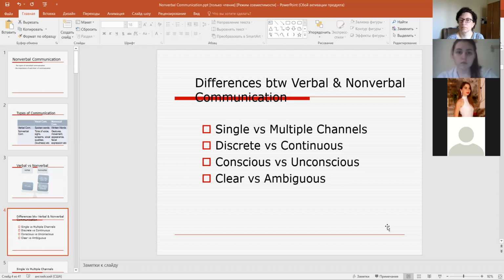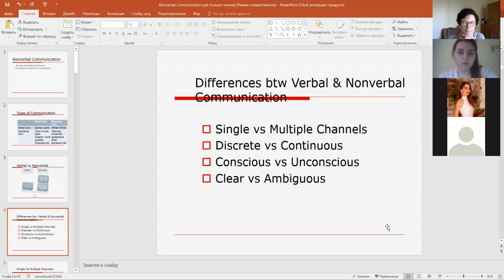Also, they are discrete and continuous. Like discrete, as far as I understand, is that we are mostly direct with our words. Yeah, it's just like you say the word and you stop. So you don't pronounce the same word. But when you talk to a person, you are still in this non-verbal part because you look at the person, you understand the pauses, you understand how the person looks at you. That's why, yeah. So verbal is discrete, it ends, and non-verbal continues.